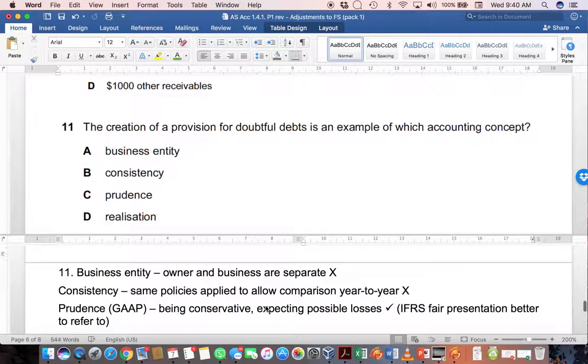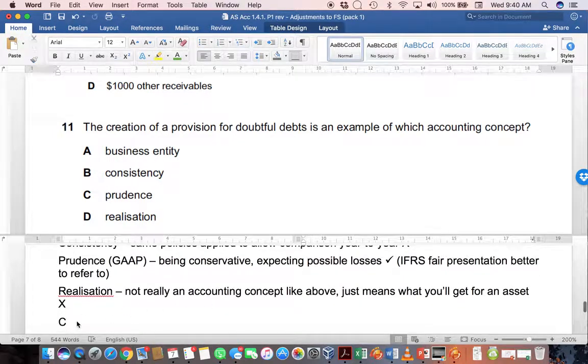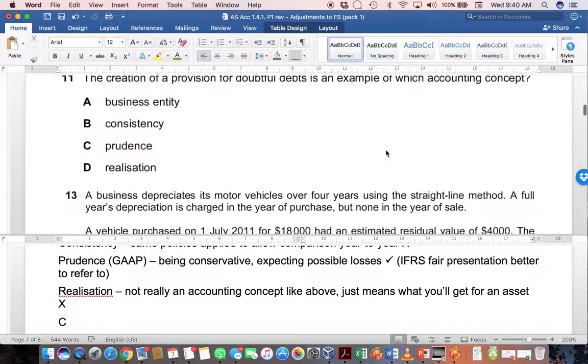Let's just check number D, realization. Realization isn't really an accounting principle like business entity, consistency and prudence, etc., but it is an idea or a term that we do use, and what it means is it simply refers to how much you will get for an asset when you sell it. So think of your net realization value or net realizable value. Realization is simply when you are selling the asset. So again, that is not applicable. Therefore, of all of these options, we like C best.